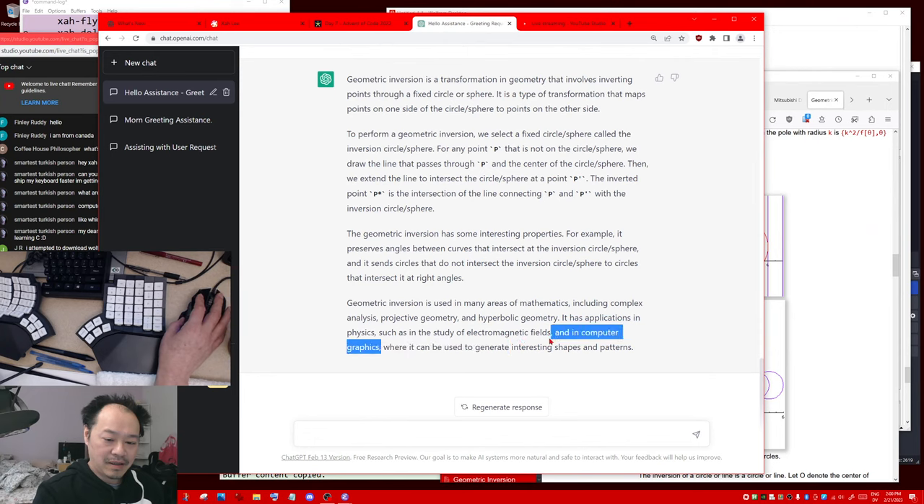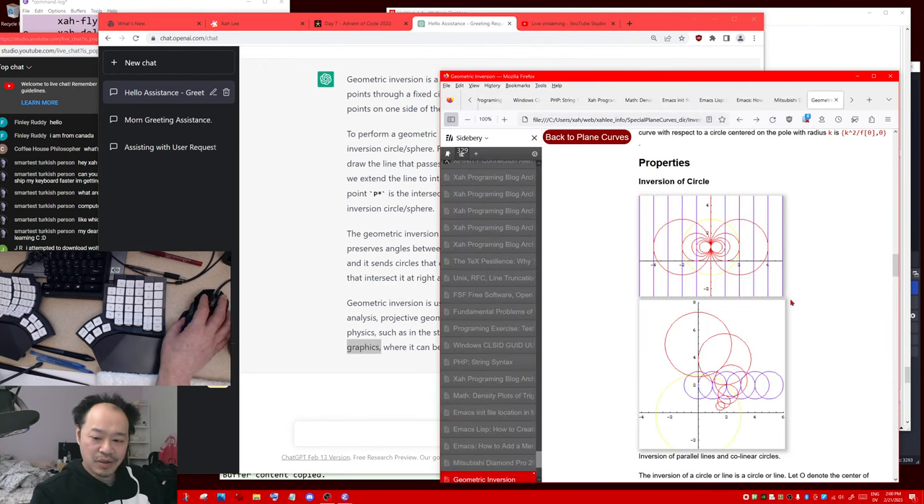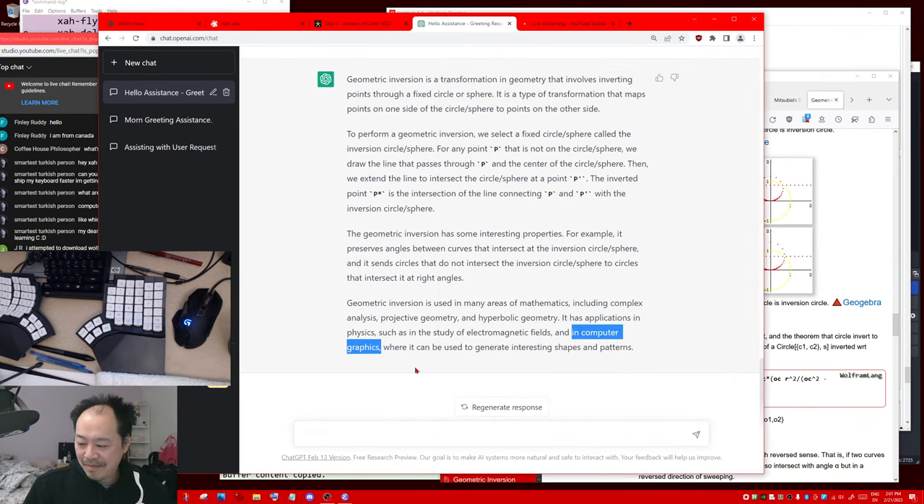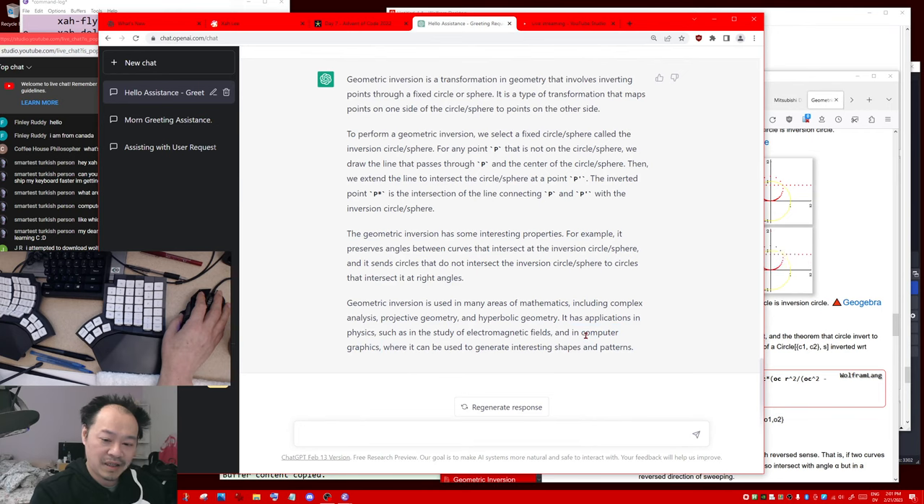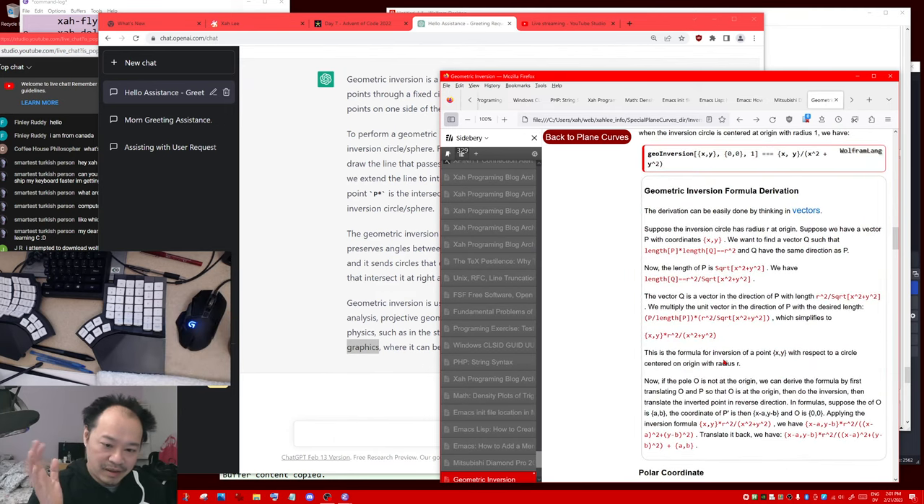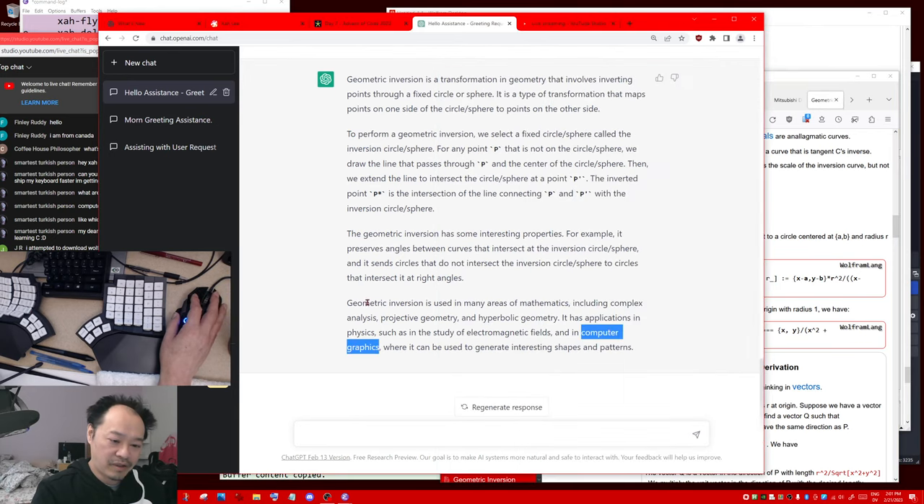But then it says used in computer graphics, not really. Because generating interesting shapes and patterns, that's the result of computer graphics, but it's not really the subject matter. Decorated patterns, if you want to classify it as part of computer graphics, but the heart of computer graphics is about how do you actually make the computer do it. So that's not geometric inversion. That would be about linear algebra.